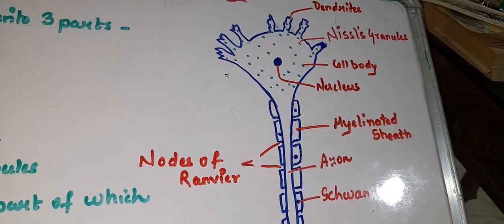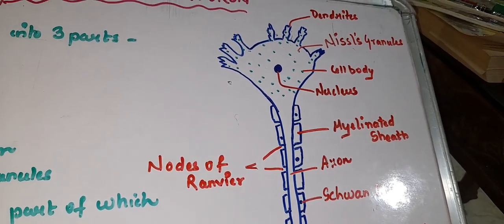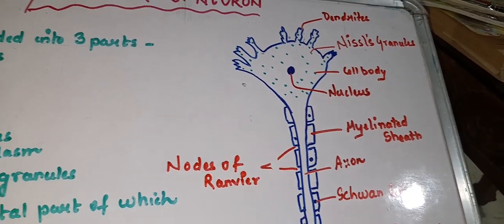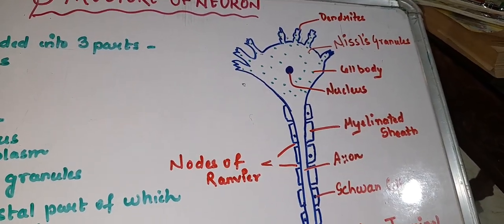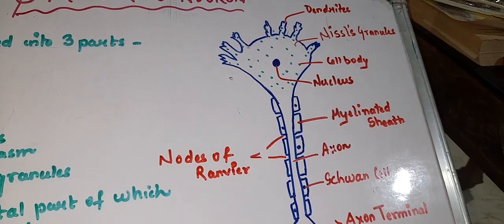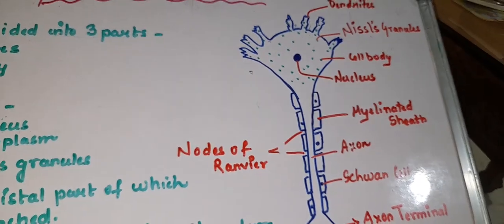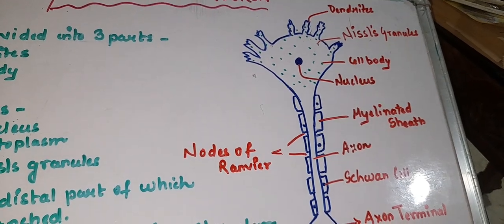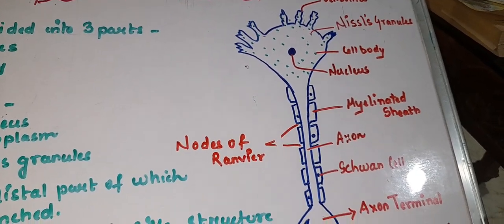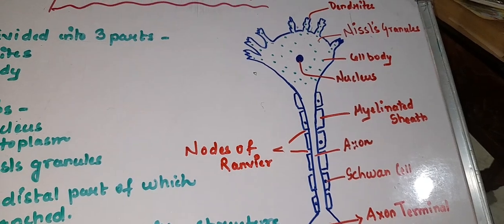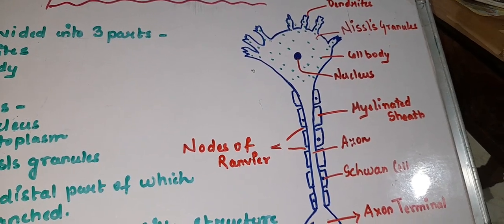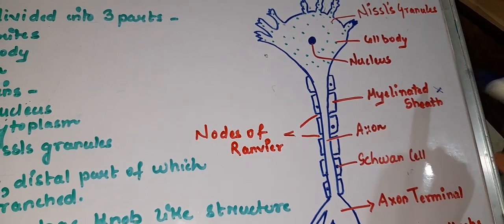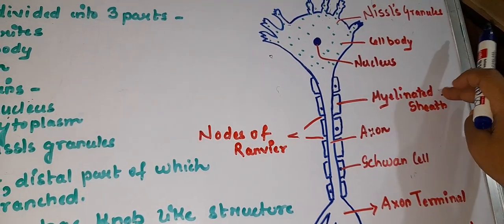Schwann cells are a type of glial cells that help in the function, development, and regeneration of the peripheral nerves. So Schwann cells are related to peripheral nerves. They help in the development, function, and regeneration of these nerves. Axons can also be non-myelinated, where the myelin sheath is absent.